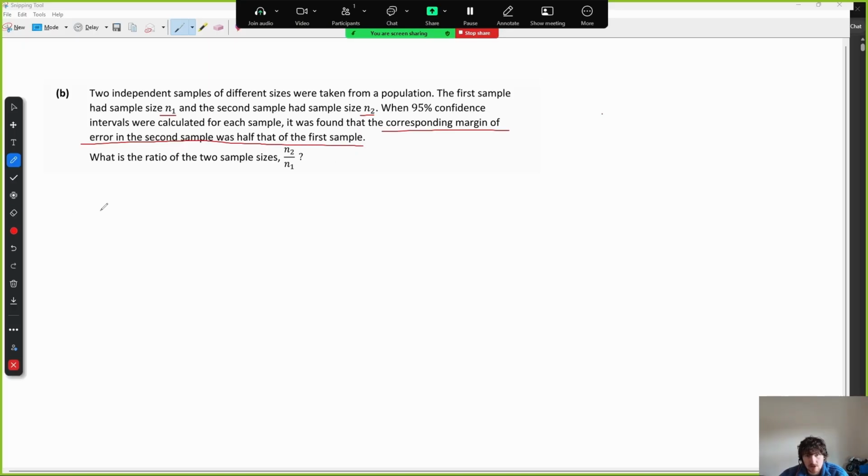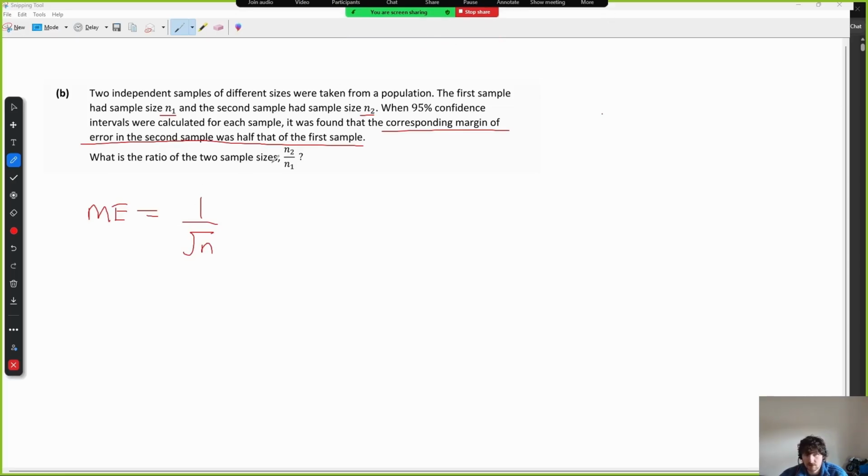So first of all, margin of error. We'll call margin of error ME. Capital ME is a good symbol for that. And the less accurate formula for margin of error, which is implied in what we're doing in this question, is 1 over the root n. The more accurate one is when you have a p hat, but that's not what this question's implying. Okay, so this is our margin of error.